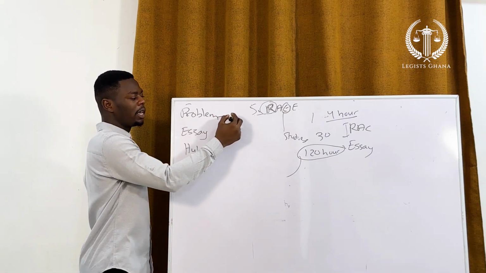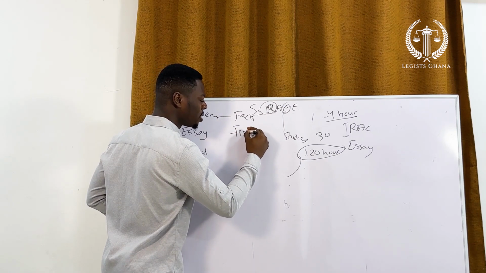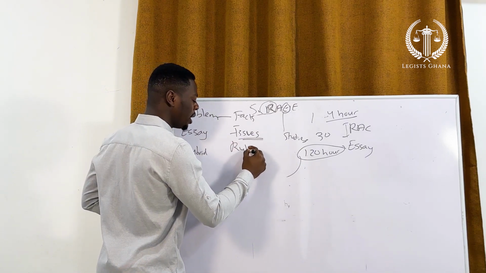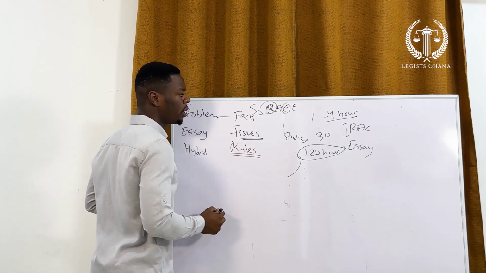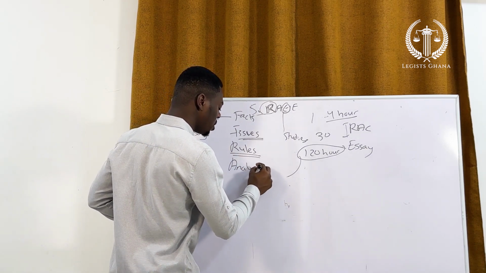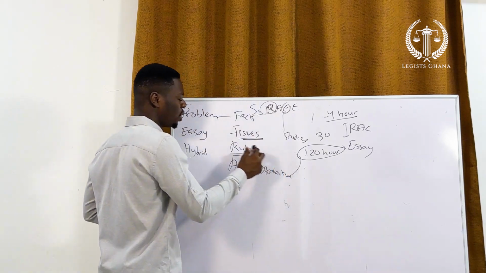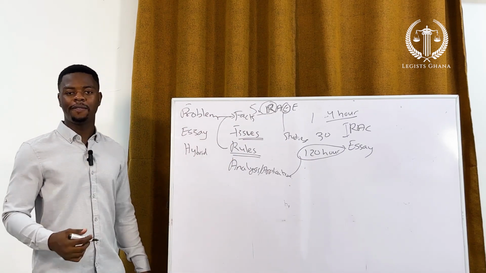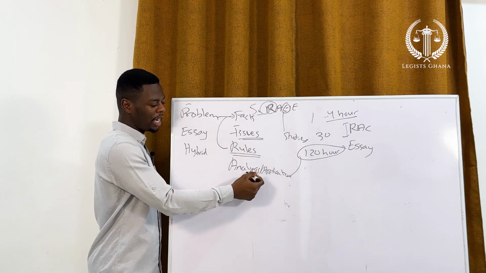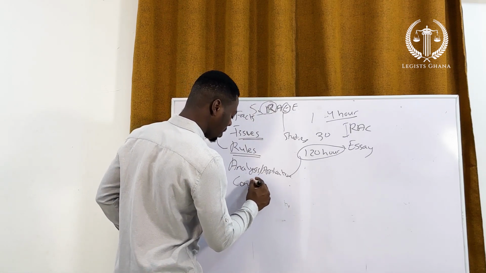So for a problem question, they give you a set of facts. You are supposed to raise the issues from the facts, right? The issues from the facts. You are supposed to also identify the relevant rules that are the authorities or the law. Then you are also supposed to analyze or apply the facts. So that is the analysis or application. So you are applying the rules to the facts. So when you've identified the relevant facts, you then apply the rules to the facts. So this is the application or the analysis. And then you reach a conclusion and you advise the parties. So that is the IRAC method.